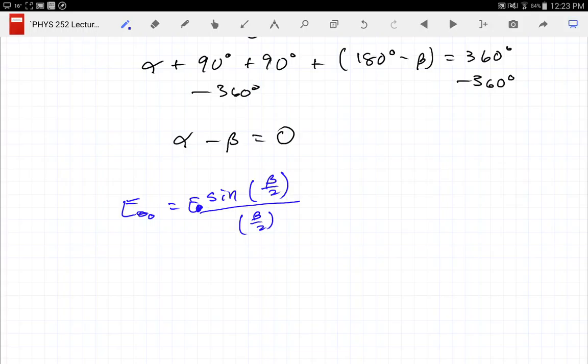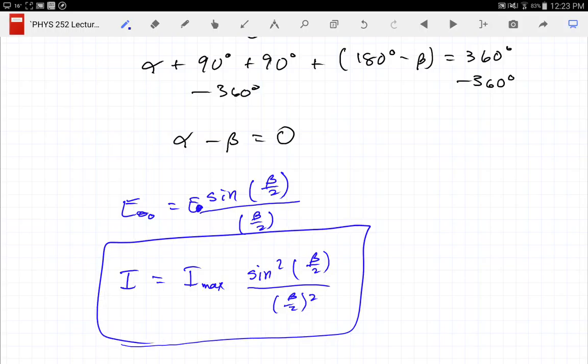What's the last step? I need to square things to get it into intensity. And then I need to take the time average. But do I have any time in here? No, I kind of dropped that out when I went to the phasors. When I went to the phasors, I separated the time out. So I'm already there. My intensity is equal to intensity max times sine squared of beta over 2 divided by beta over 2 squared.